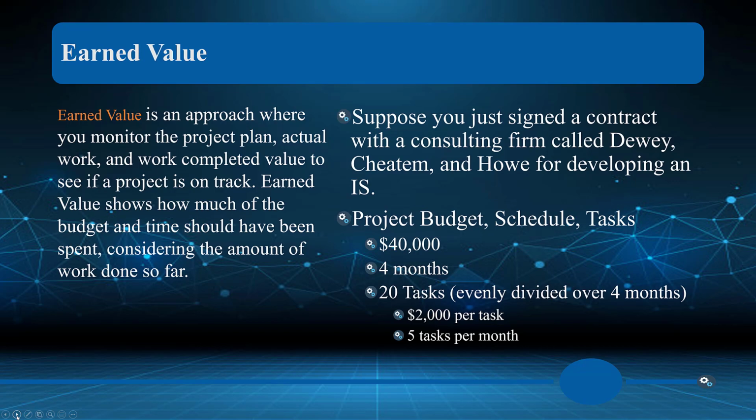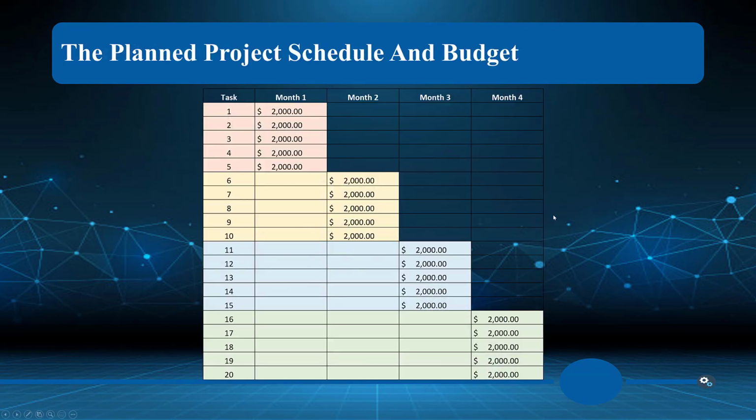Do the math: $2,000 per task, 5 tasks per month, and we should be complete. As we start to look at this, here's sort of a schedule. Remember, we said 5 tasks, so we've got the first 5 tasks, each task at $2,000. Thus, $10,000 here, $10,000 in month 2, $10,000 in month 3, $10,000 in month 4. Now, this is what we're estimating. So this is our starting place to understand, is the project on track?